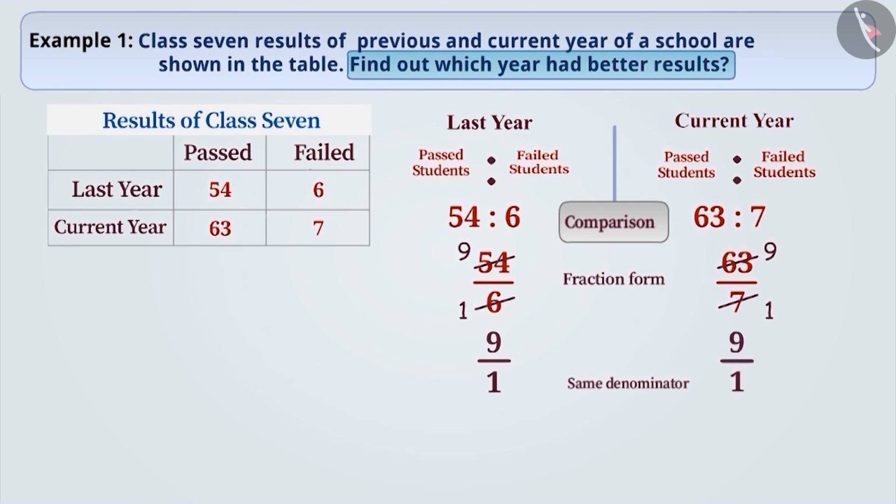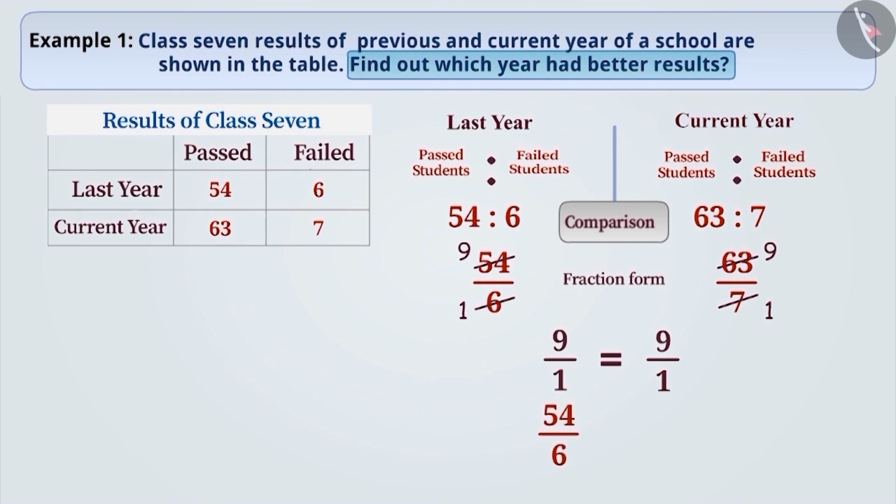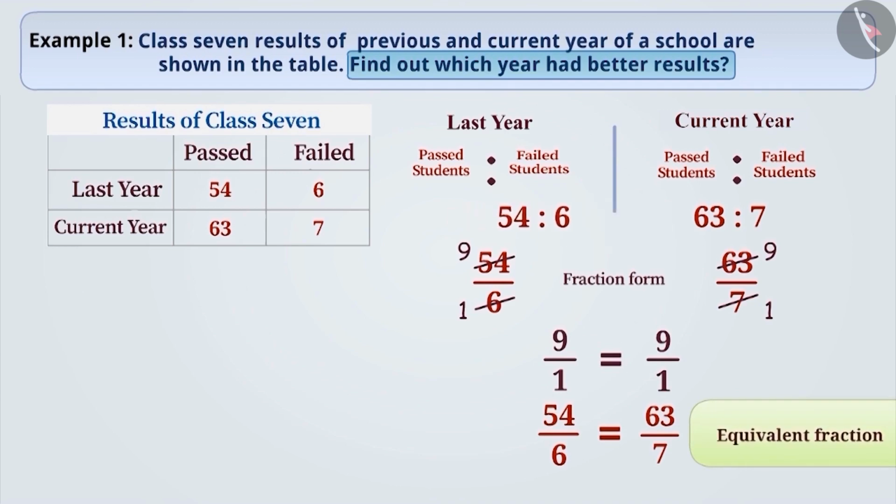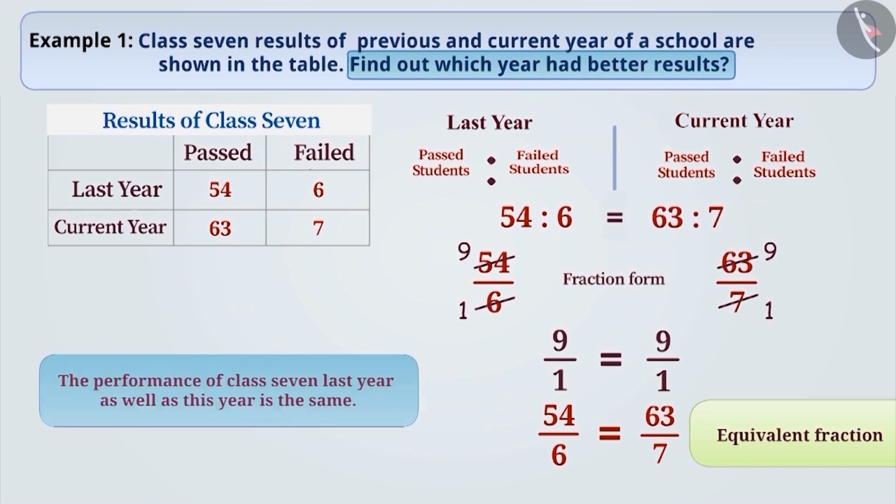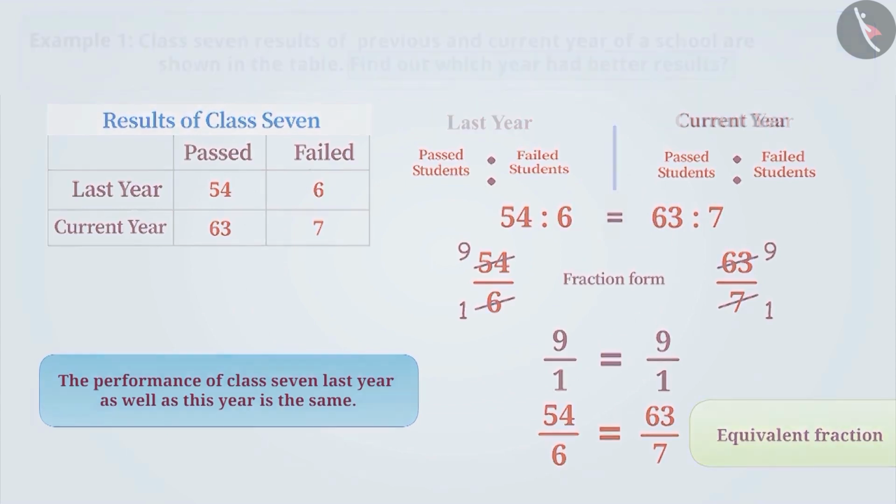Now that the denominator is same for both the fractions, compare their numerators. Here, we see that the numerators of both the fractions are equal. Therefore, both the fractions are equal. So 54 by 6 is equal to 63 by 7. That is, both the fractions are equivalent fractions. 54 is to 6 is equal to 63 is to 7. Therefore, the performance of Class 7 last year and this year is the same.